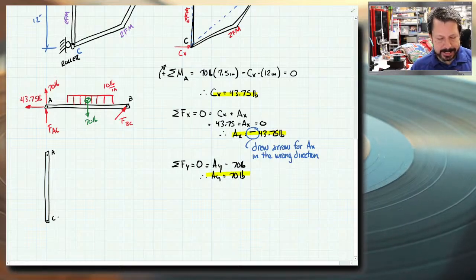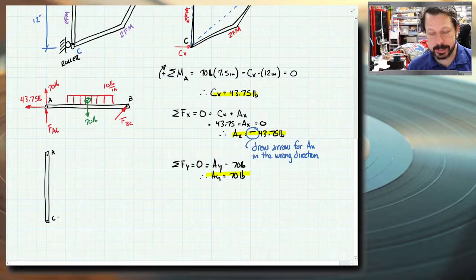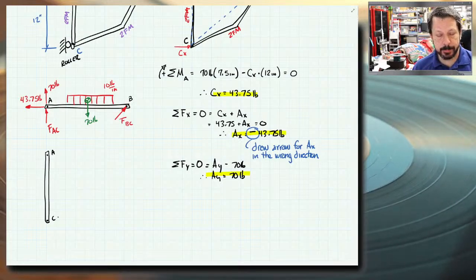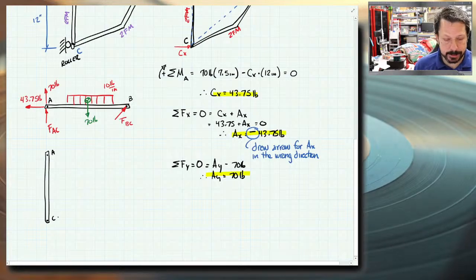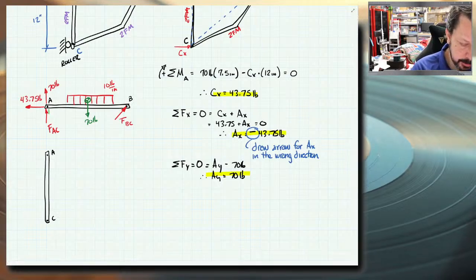So member AC is a two-force member. It has exactly 2 pins. There's no external force on the body of AC. There are those external forces at the pin and roller, but I am going to put those forces on the other pieces. So I already did draw AC here.